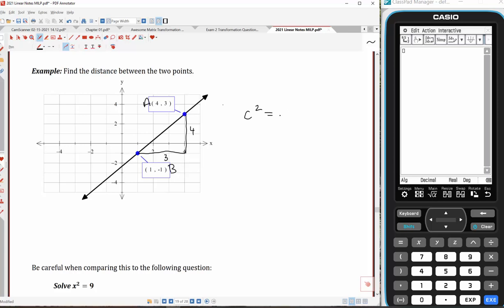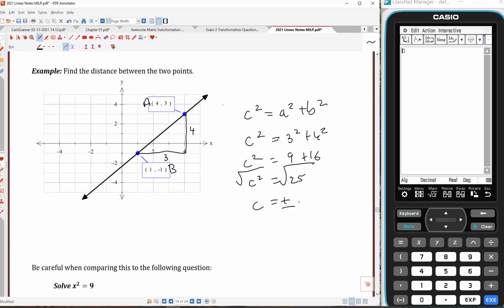So let's go c squared equals a squared plus b squared. And what we'll do is we'll go c squared equals 3 squared plus 4 squared. C squared is equal to 9 plus 16. C squared equals 25. What we'll do is we'll root both sides. So root this side and root this side. C equals plus or minus 5. But in this case here, we've got a distance between 2 points. So we're going to say, but C, the distance, is greater than 0. It's got to be a number greater than 0. So C is equal to 5.